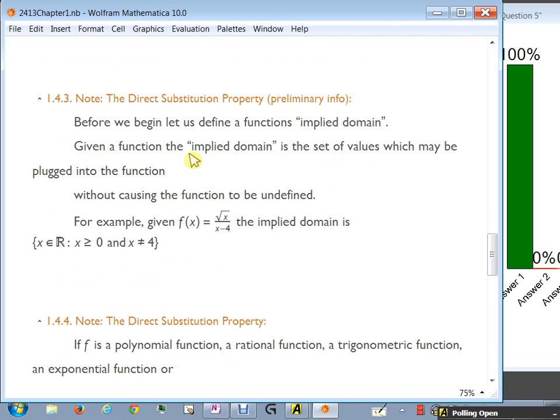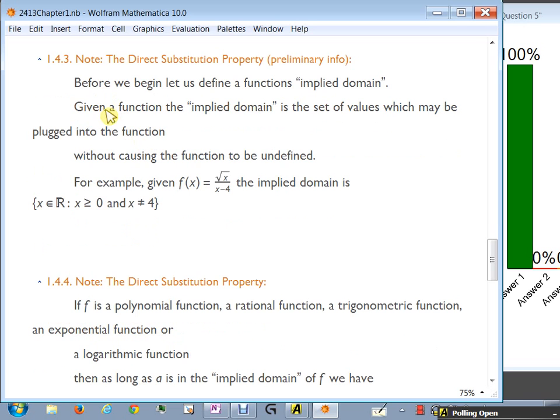Direct substitution property. This is a nice little result. Remember how functions have domains, like what can be plugged in, what can't? If you try and plug a number into the function, and your function is defined there, then the limit is just what you get when you plug that number in. There's no problems. The only time the limit becomes interesting is if you try and plug a number in that doesn't live in the domain of the function.